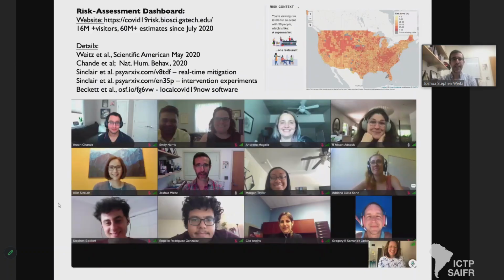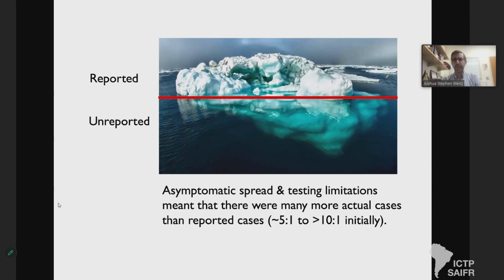Stephen will get into a lot of the details, but we developed this thing called the COVID-19 Risk Assessment Dashboard, and this was released in July 2020. Since its release, largely in the first year and a half, we had more than 16 million visitors and delivered 60 million plus estimates. It involved a very large team, of which Stephen was key, especially in the development of our international components and our mitigation and intervention experiments.